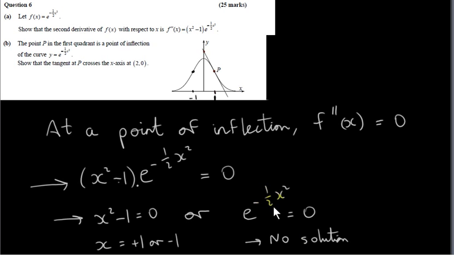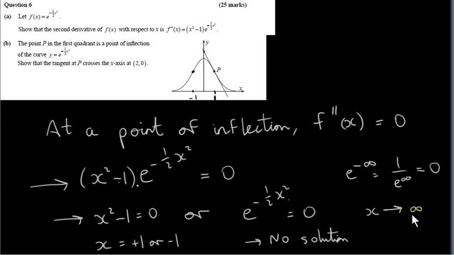The only way to get 0 is if we let x tend towards infinity. Then we'll have e to the power of negative infinity. E to the power of negative infinity is, if you like, 1 over e to the positive infinity, which is 0. So as x becomes infinitely big, e to the minus a half x squared will tend to 0.